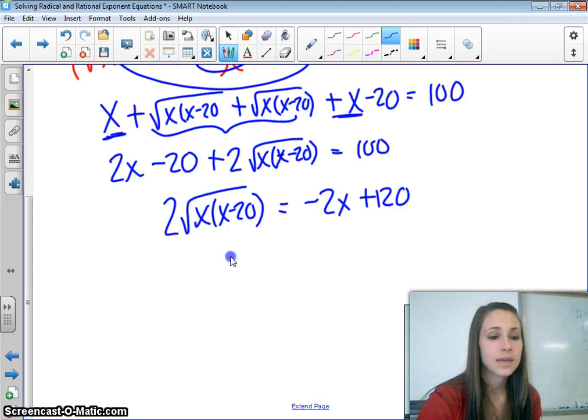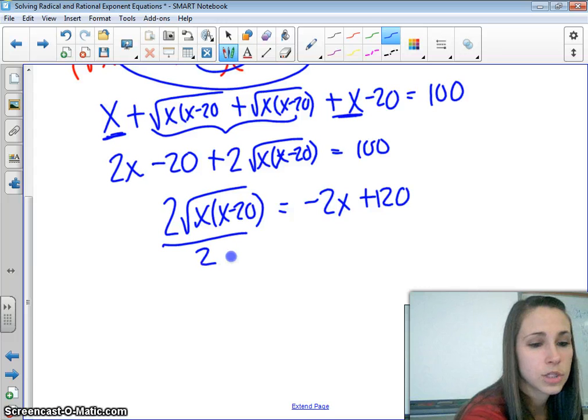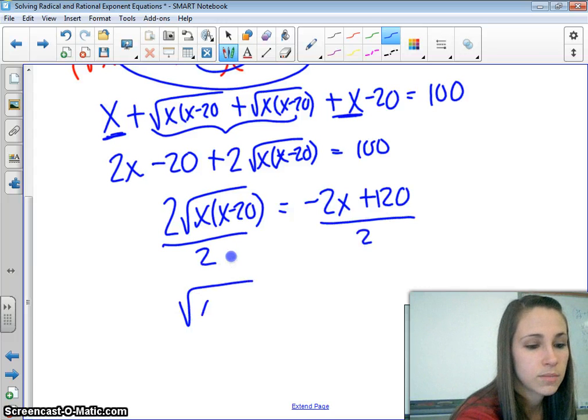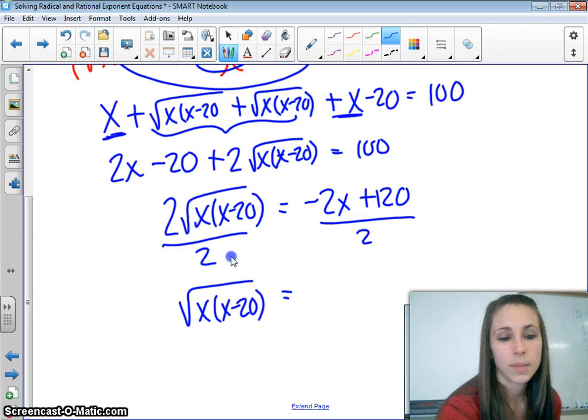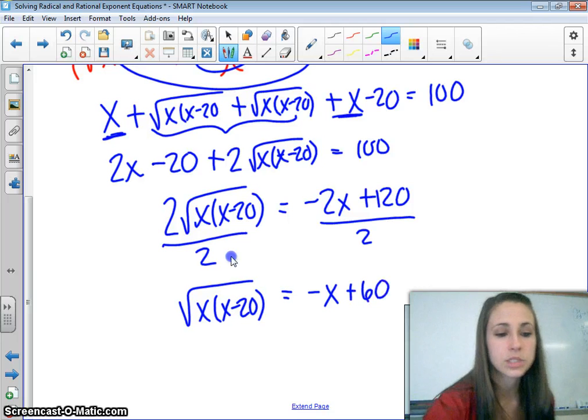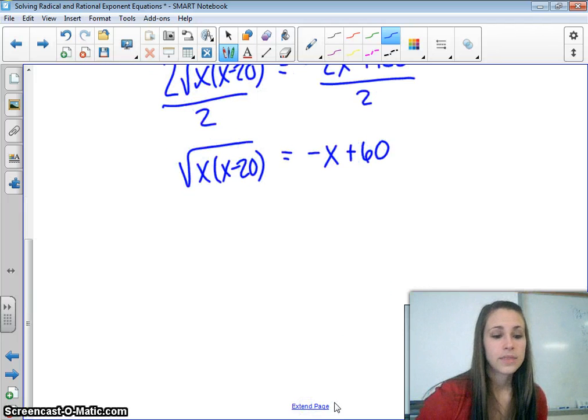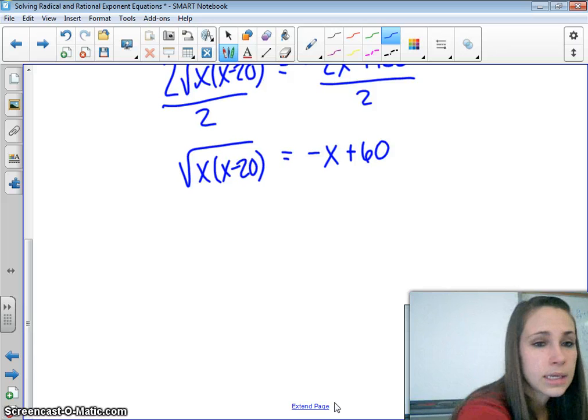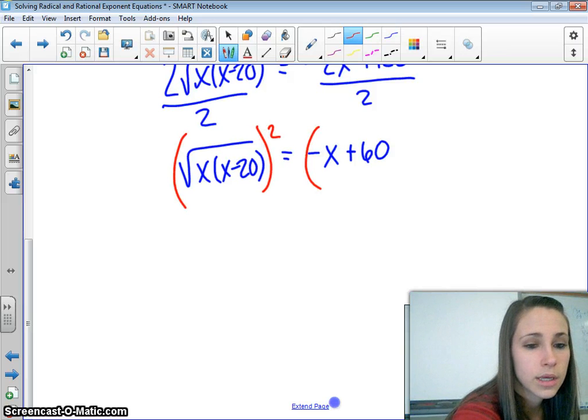Alright, so then same thing that I did on the last one, I'm going to divide by 2. And that's going to leave me with the square root of x times x minus 20. Negative 2 divided by 2 is a negative x, and 120 divided by 2 is going to be 60. So this is what I have. And then I've got to square both sides again to get rid of that radical.